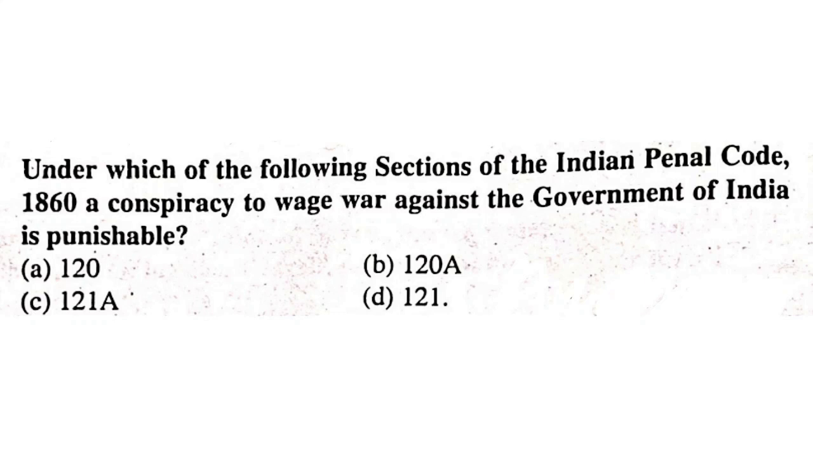Under which of the following sections of the Indian Penal Code, 1860, is a conspiracy to wage war against the government of India punishable? It is under section 121A. A conspiracy to wage war against the government of India is punishable under section 121A of the Indian Penal Code. 120 is criminal conspiracy.